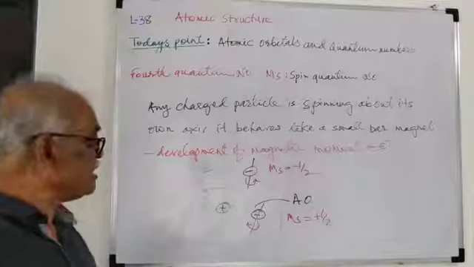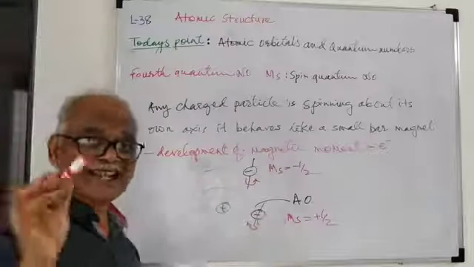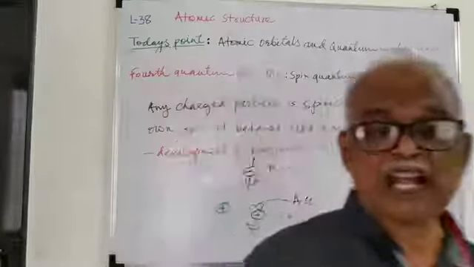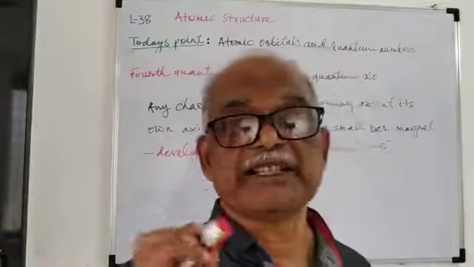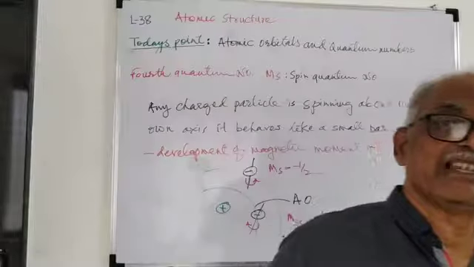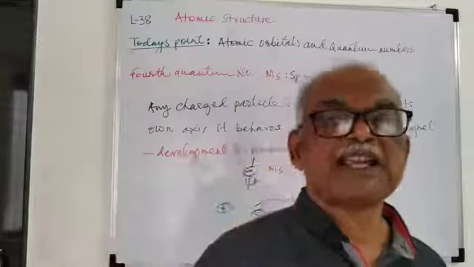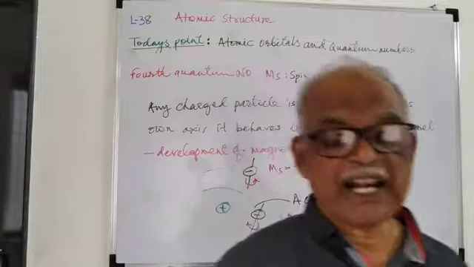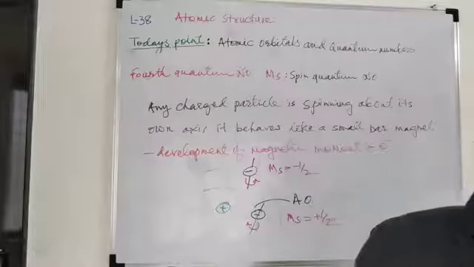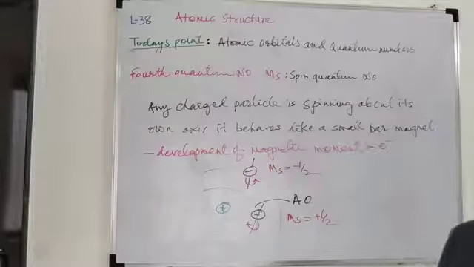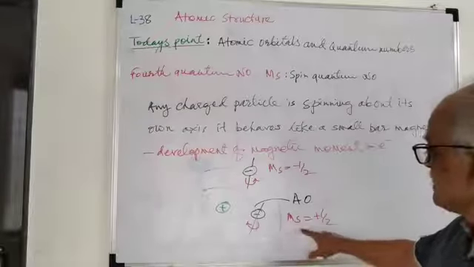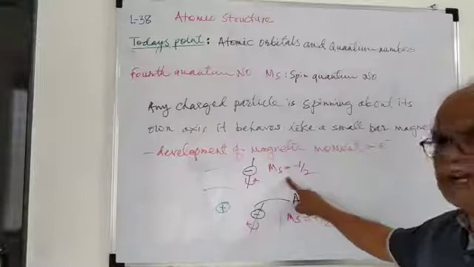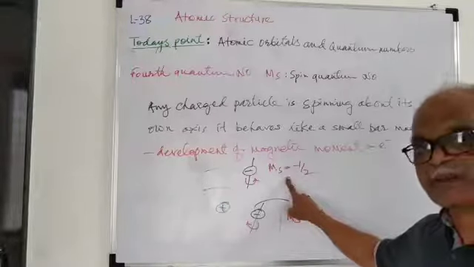So in this way, we understand that the electron is negatively charged, which means it is a charged particle, and when any charged particle spins about its own axis, it develops its own magnetic moment. That magnetic moment is important here for showing the spin quantum number value, either +1/2 or -1/2, depending upon its direction of spin.